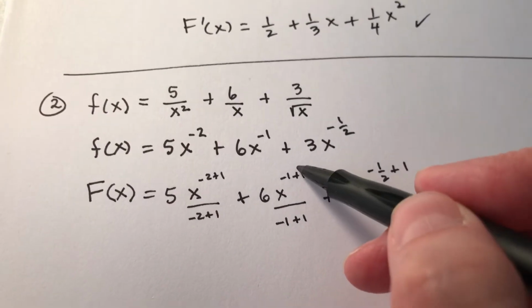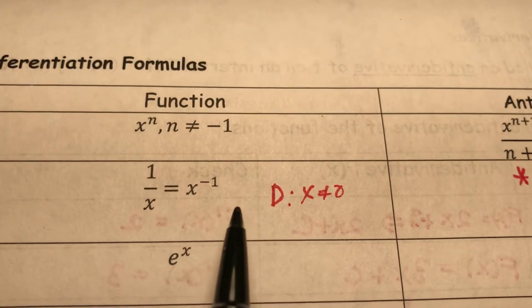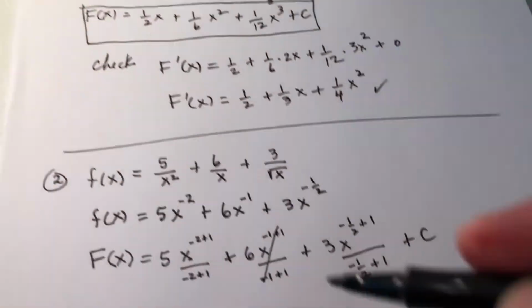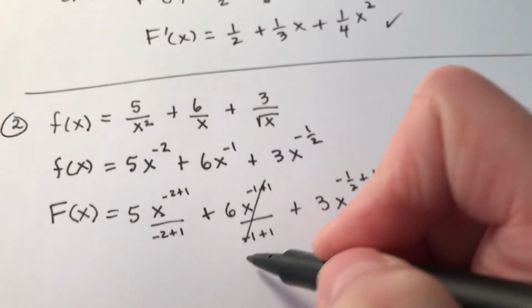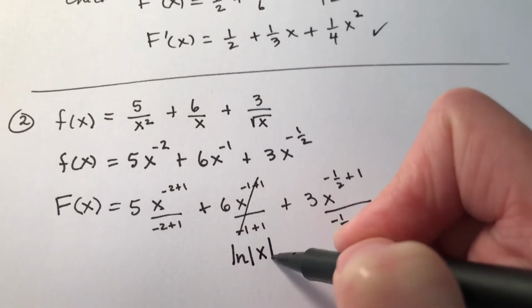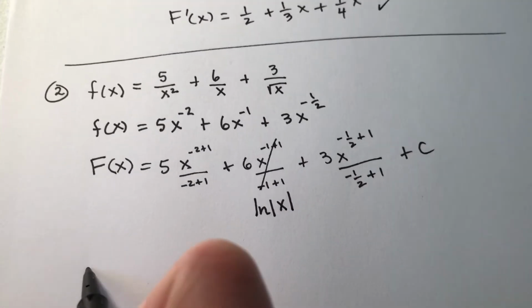So here is where, if I have a negative 1 power, I can't do that power rule. It is going to be your natural log. So this is really your natural log, absolute value of x. All right, so let's write this up a little more formally.